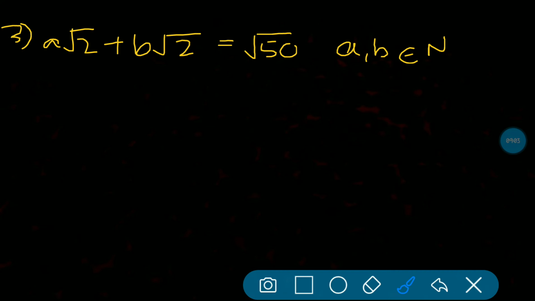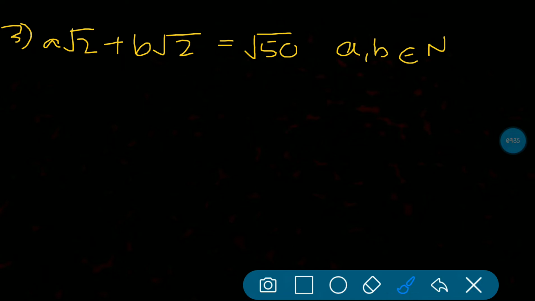Now looking at the third question of emerald package, a root 2 plus b root 2 is equal to root 50, where a and b belong to the natural number set. Then the number of possible ordered pairs of the form a comma b that can be obtained. So we have to find how many ordered pairs you can find for a and b. This question is a little bit different, so while solving I'll explain it in detail.